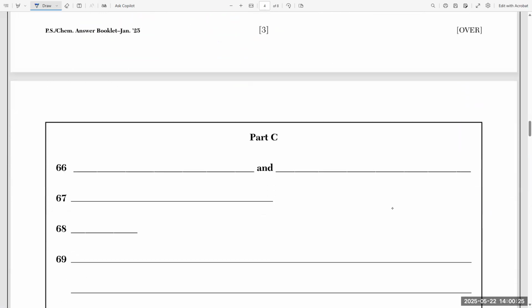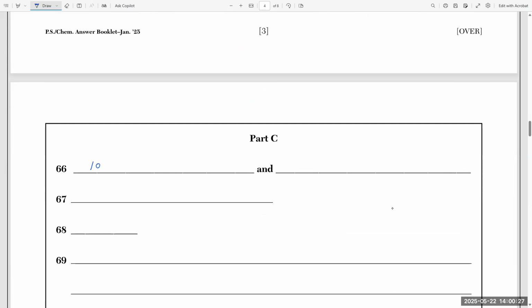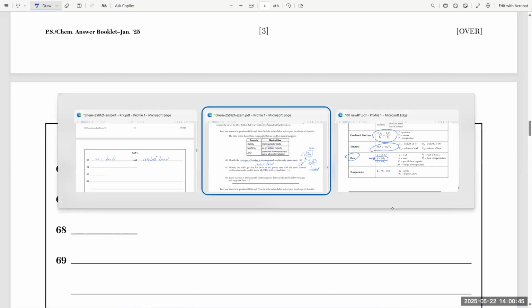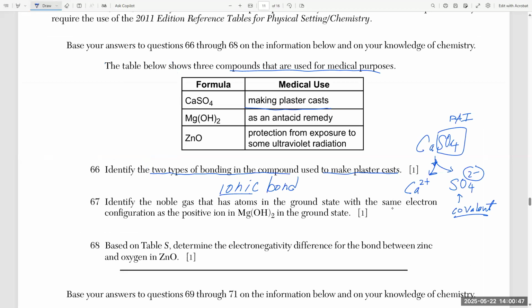So I'm going to go here. What are the two? It's going to be ionic bonds and covalent bonds. Now you're thinking, hey, is it polar covalent or non-polar covalent? I don't think they care. I don't think they're going to care in this case, right? So you should be okay.